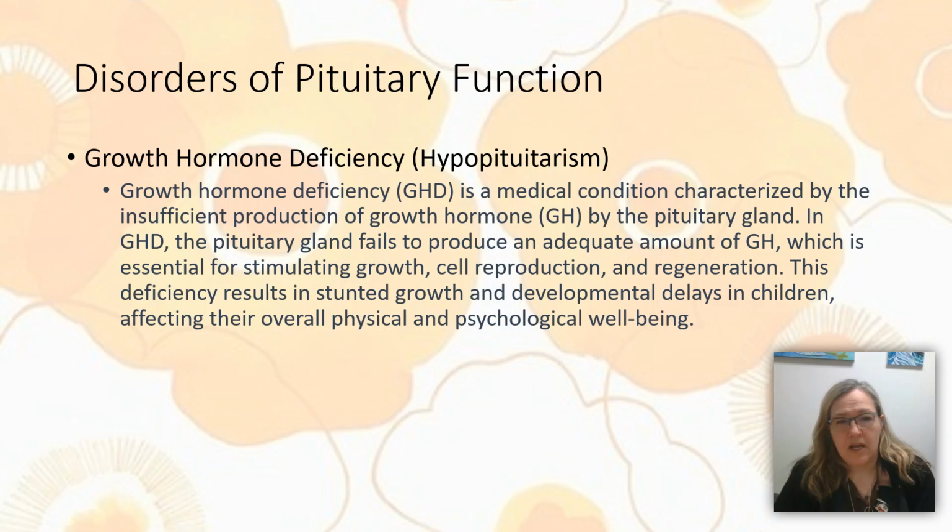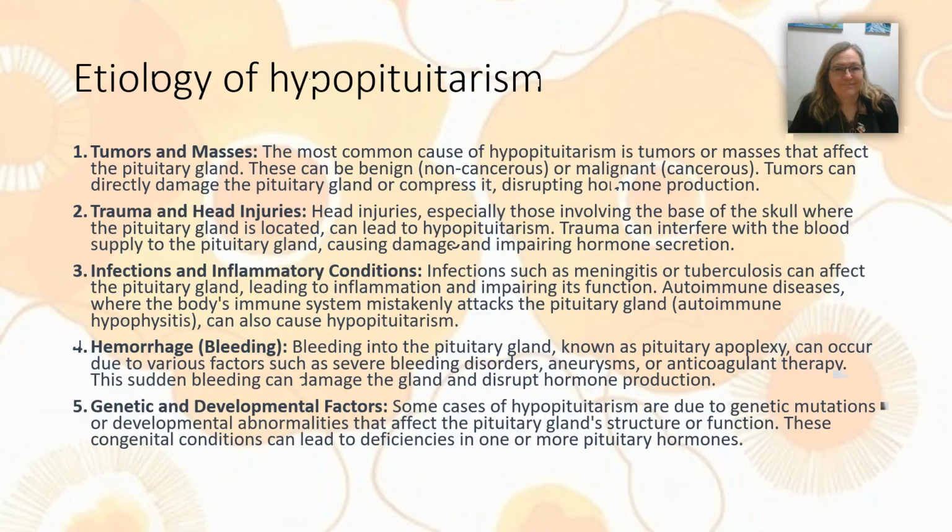So one of the important disorders that we're talking about in pediatrics first is hypopituitarism, which is when the child doesn't make enough growth hormone, and the pituitary gland then fails to stimulate linear growth. Also cell reproduction and regeneration. So this deficiency results in the child having stunted linear growth, and developmental delays are also possible, affecting their overall, not just linear growth, but mental health.